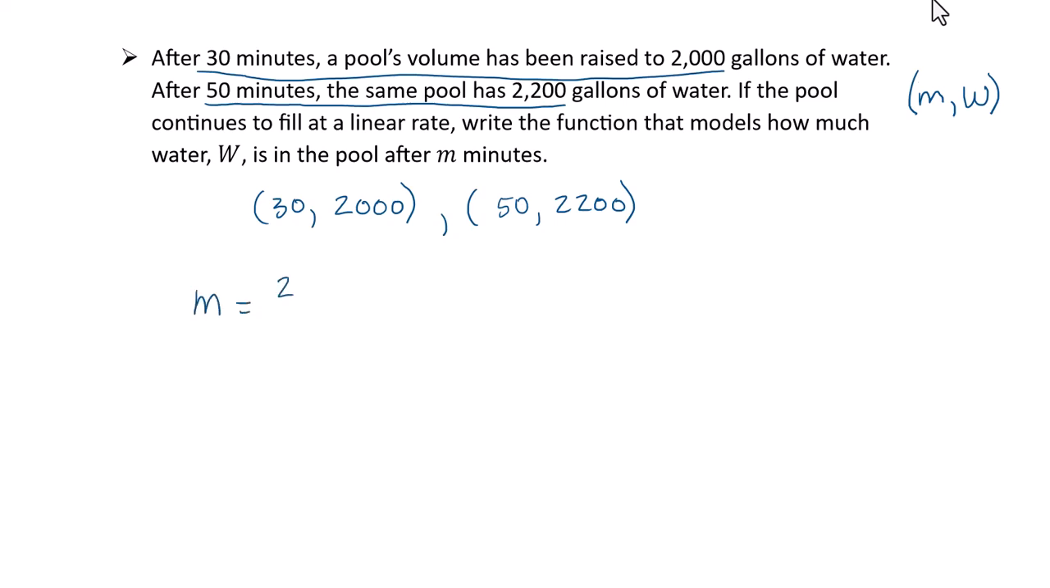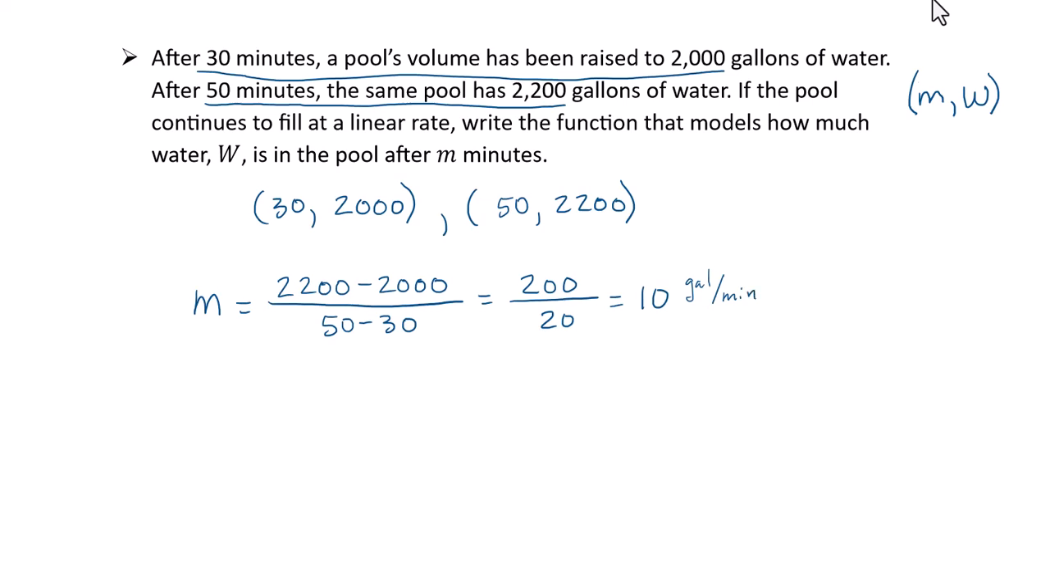Slope is 2,200 minus 2,000 over 50 minus 30. That's going to give me 200 divided by 20, which is 10. Okay, so the slope is 10. And if you wanted to put a unit on that, it'd be gallons per minute that are being added. I think they might need to get another water hose.